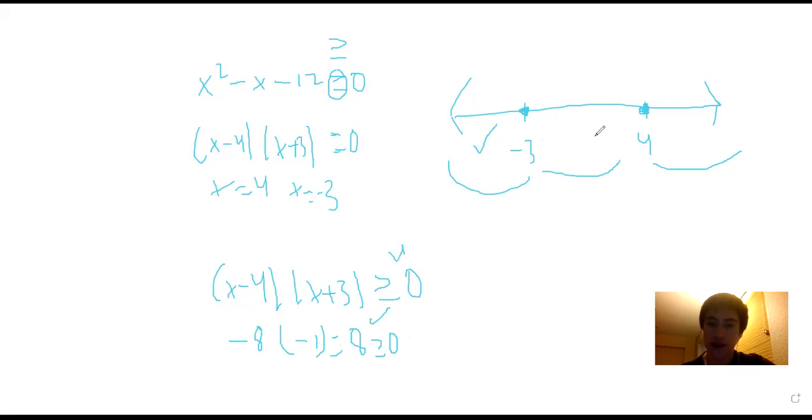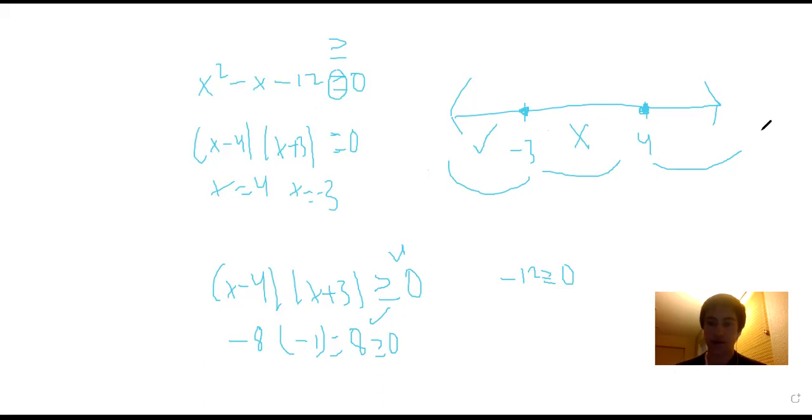Then we can test another number in between -3 and 4. The easiest number to take there is always 0. If we plug 0 into our equation, we get 0 squared minus 0 minus 12 is greater than or equal to 0. That gives us -12 is greater than or equal to 0, which is not true. So that does not work. Because we tested one point in there, the entire region does not work. All the numbers inside there do not work.